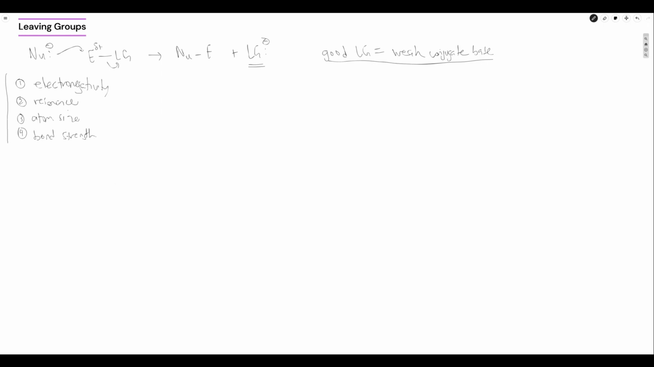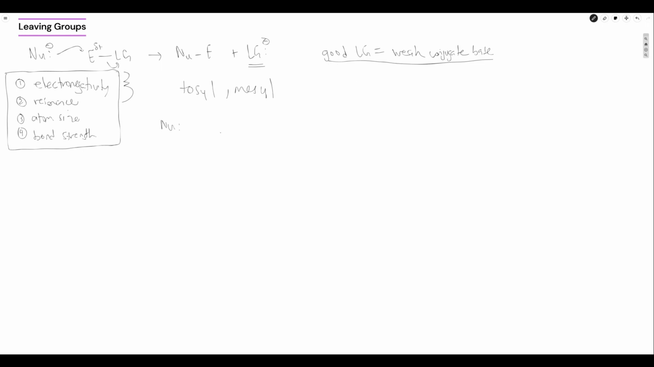Okay, so let's go through these by combining them in some sense. And the first one I want to look at, there's a type of leaving group that combines both 1 and 2. So it combines both electronegativity and resonance. And this is a kind of leaving group that's very, very good. And I'm talking about things like Tosyl and Mesyl. So we'll look at both of these.